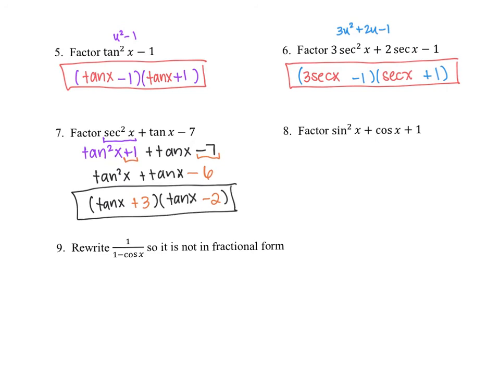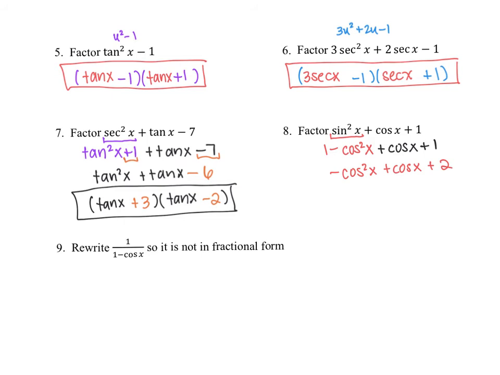Okay, this one, factor sine squared x plus cosine x plus 1. Again, it has two different trig functions in it, which is no good, so I need to make a substitution. Okay, where I see sine squared, I'm going to use that for my substitution because I know I can use a Pythagorean identity. Sine squared x turns into 1 minus cosine squared x. And then I will bring down the plus cosine x and the plus 1. Okay, I'm going to rewrite this in standard form. So that will be negative cosine squared x plus cosine x plus 2.